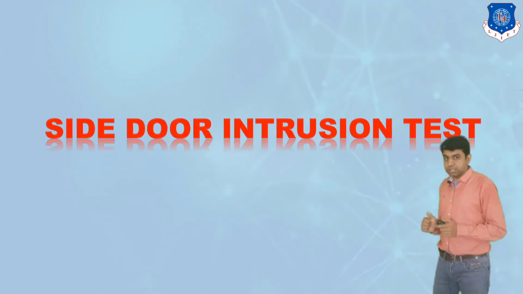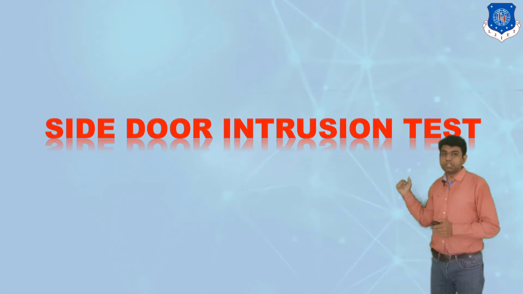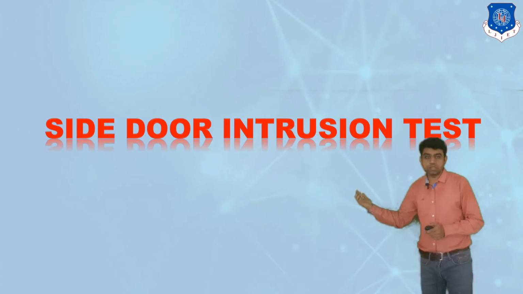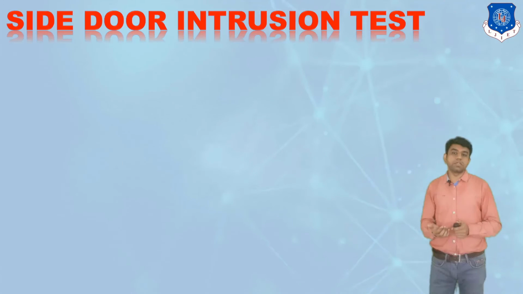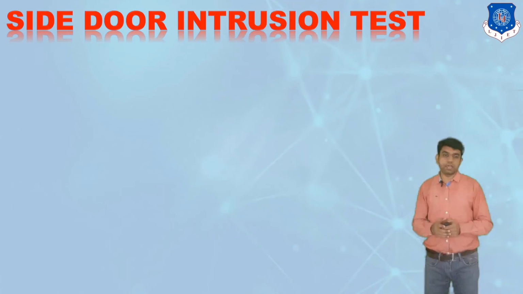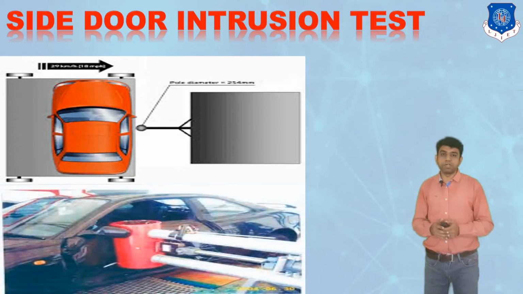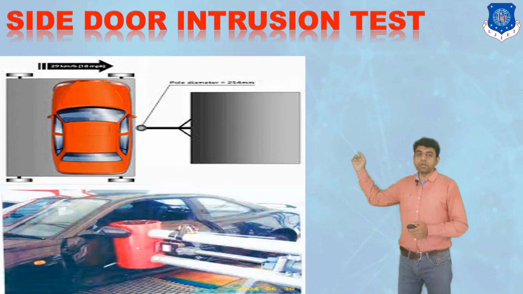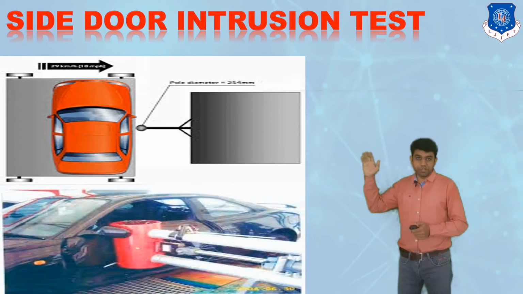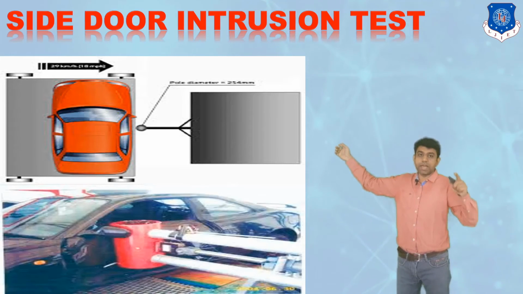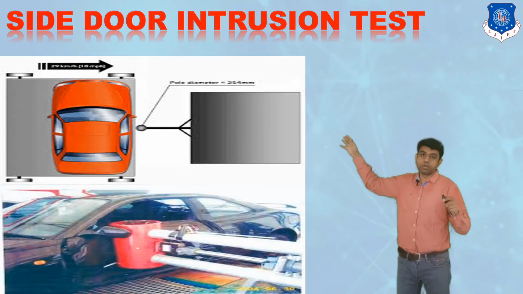Now the last in today's lecture is the side door intrusion test, because the test is very similar under this crash test category, but the purpose is to find out how safe the doors are in our car. In this side door intrusion test, there is a rod-like structure. Instead of a surface-like structure, we have a pole-like structure, a spherical ball-like structure, which has a nominal diameter of 254 mm.